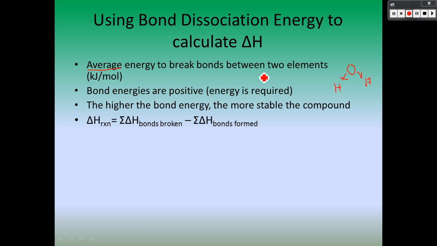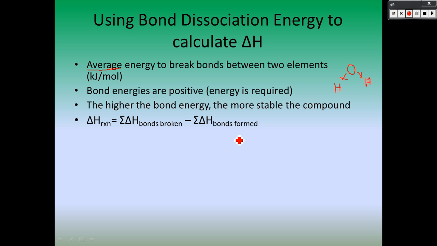So the equation is delta H reaction equals the sum of the delta H's of the bonds broken minus the sum of the delta H of the bonds formed. So it's just the opposite of heats of formation. In heats of formation we did products minus reactants. Here we're doing reactants minus products, because we're talking about the exact opposite.